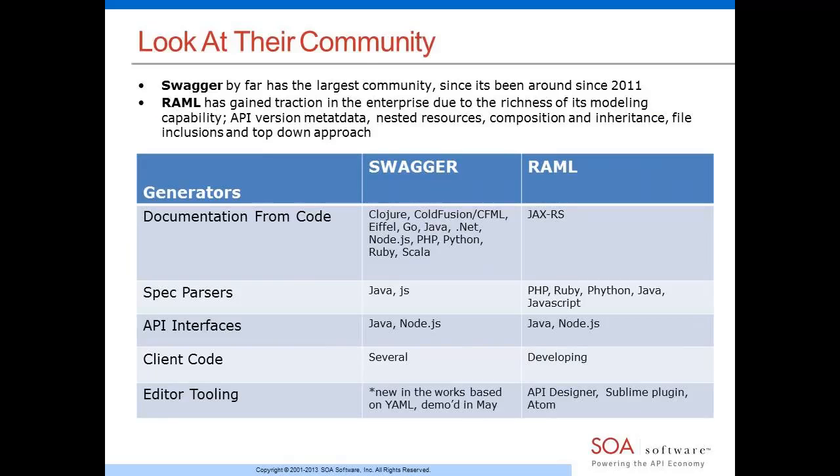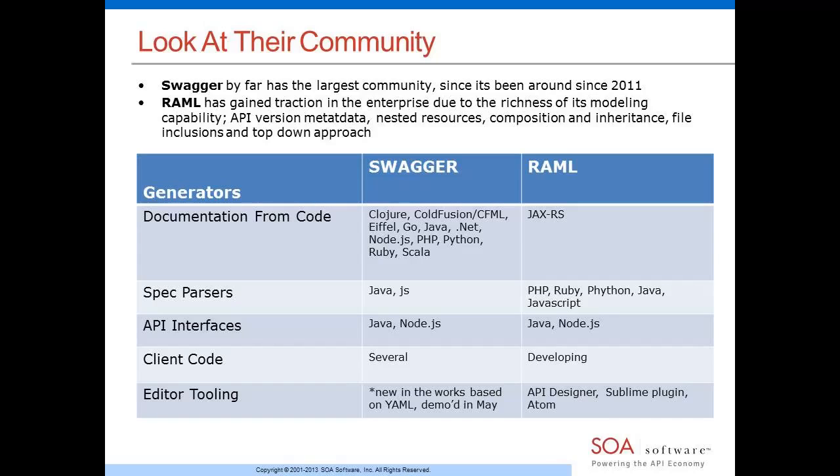Okay, the next thing you have to look at when you're choosing an API description language is their community. What's going on in their community? Swagger, by far, has the largest community. It's been around since 2012. It's a very solid community, huge developer following.